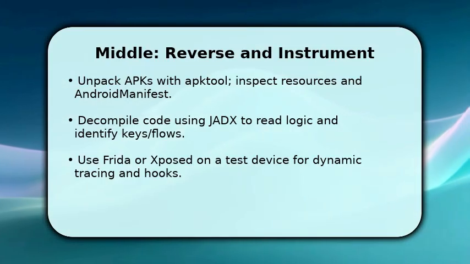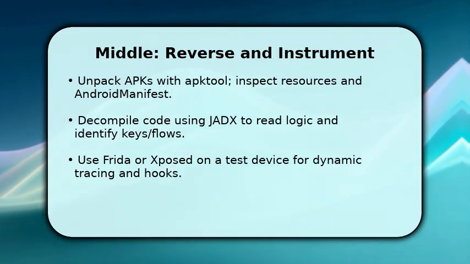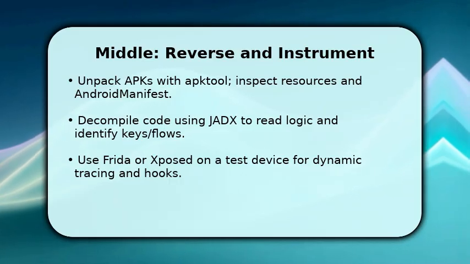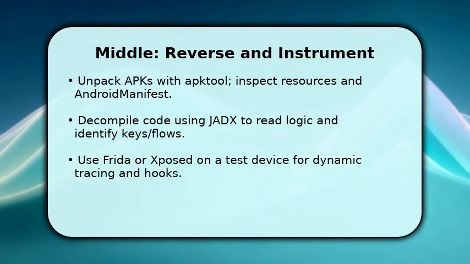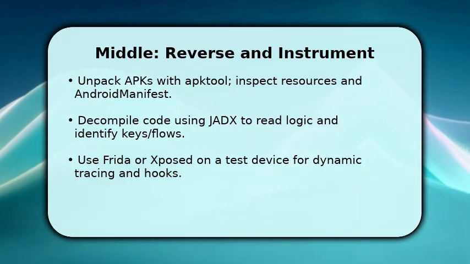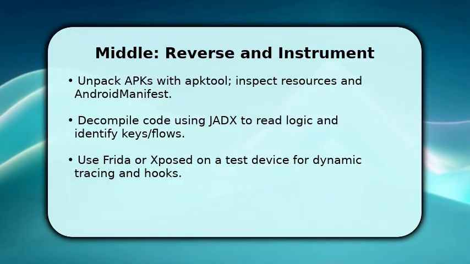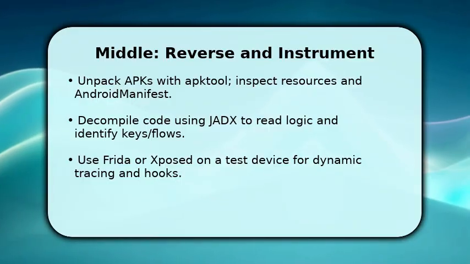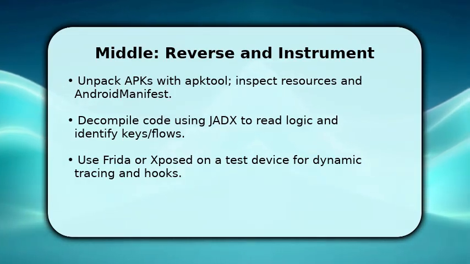You now reverse and instrument the app to understand how keys or protections work. Start by unpacking the APK with a tool and inspect the manifest and resources to find referenced libraries or endpoints. Then decompile with JADX so you can follow logic, identify where keys are checked, and map methods to functions. Next, attach Frida or an Xposed module on your test device to hook those methods at runtime. This shows how values flow and lets you experiment without modifying production systems.